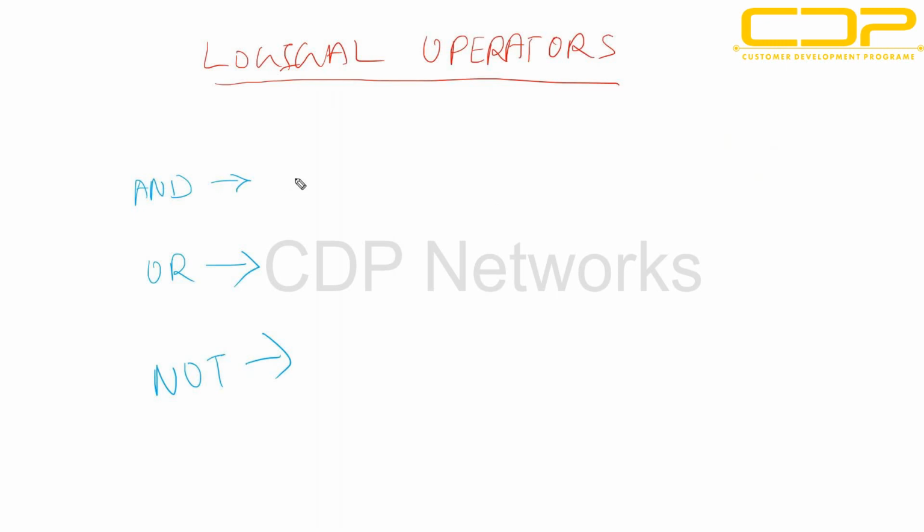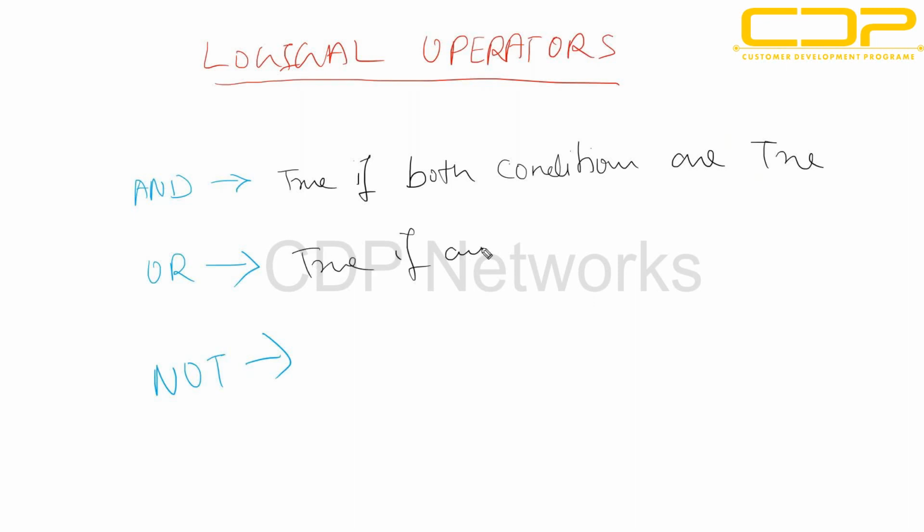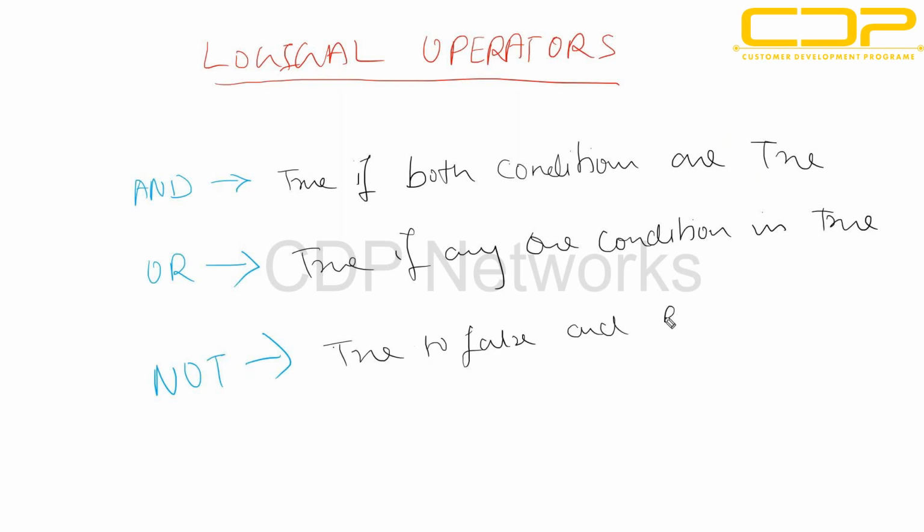So the and condition will be true if both conditions are true. I'll explain you later. Just true if both conditions are true. With the or operator, true if any one condition is true. And not, in simple words, I'll say it makes true to false and false to true.